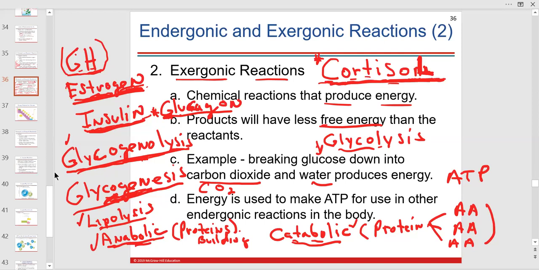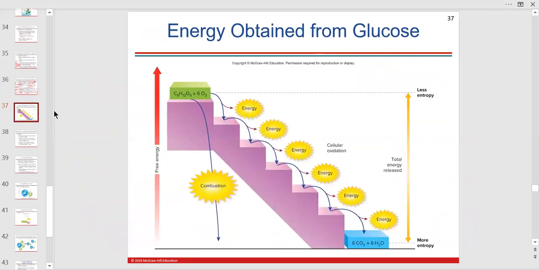So again, we're not doing endocrine, but think how these reactions happen, how these things are catabolic, anabolic, especially when it comes to glycogen. And we'll revisit the growth hormone, because that's really interesting what happens with the glucose. Interesting to me, of course.